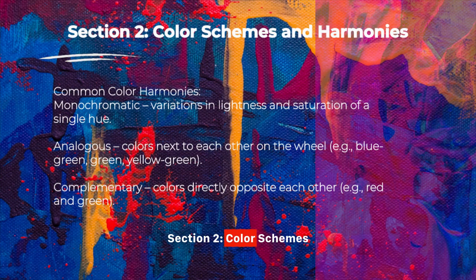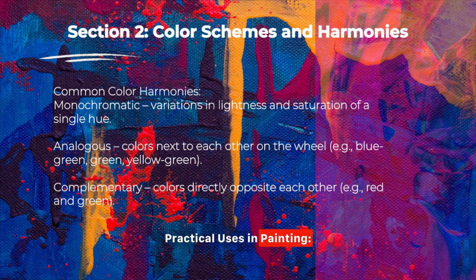Section 2. Color schemes and harmonies. Common color harmonies. Monochromatic, variations in lightness and saturation of a single hue. Analogous, colors next to each other on the wheel, e.g., blue-green, green, yellow-green. Complementary, colors directly opposite each other, e.g., red and green. Split complementary, one base color plus two adjacent to its complement. Triadic, three colors evenly spaced on the wheel, e.g., red, yellow, blue. Tetradic, double complementary, two complementary pairs.